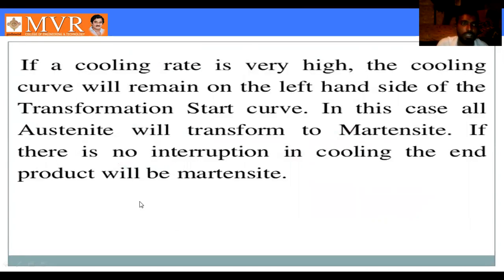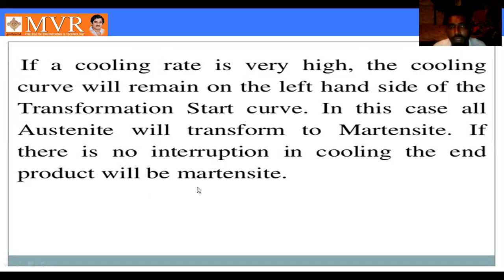Next we can see, if the cooling rate is very high, the cooling curve will remain on the left-hand side of the transformation start curve. We have the left side and the right side, so the left side of the transformation start curve. In this case all the austenite will transform to martensite. If there is no interruption in the cooling, the end product will be martensite.